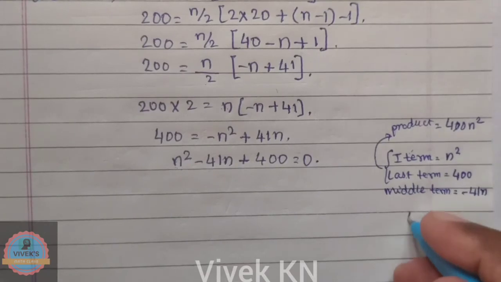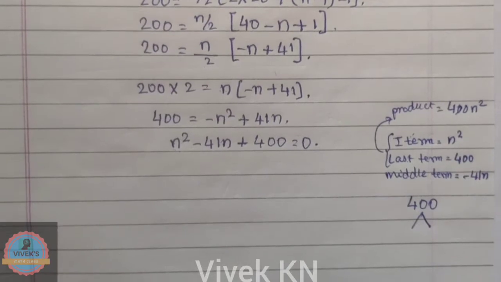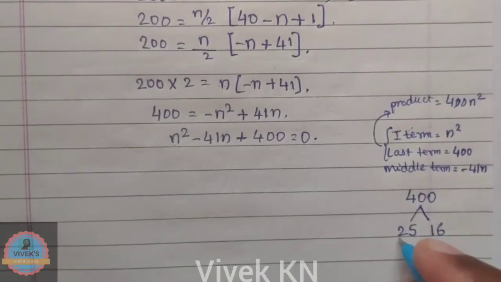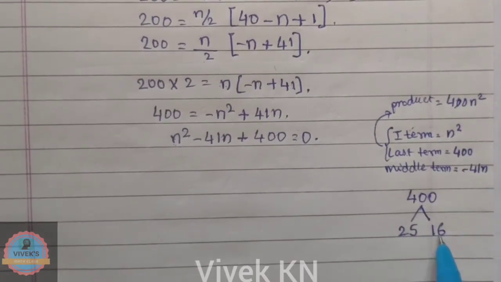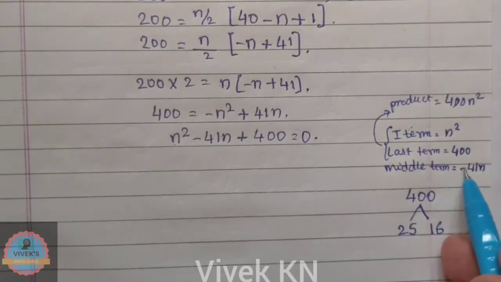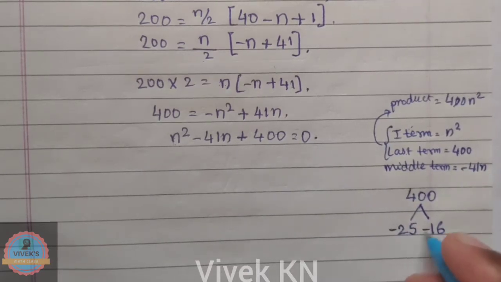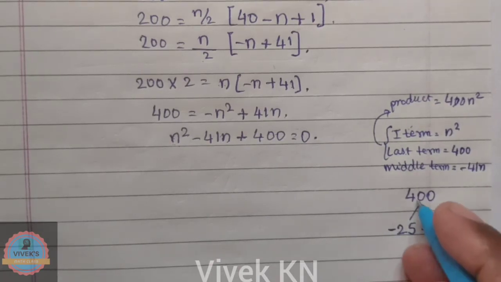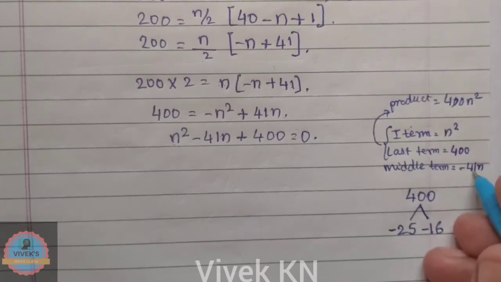Therefore here 400 can be written as 25 into 16. 25 into 16 gives 400. Adding these two numbers we get plus 41, but here we want minus 41, so we make this as minus 25 and minus 16. Multiplying minus 25 and minus 16 we get plus 400. Adding minus 25 and minus 16 we get minus 41n.